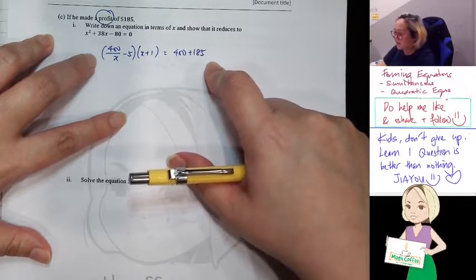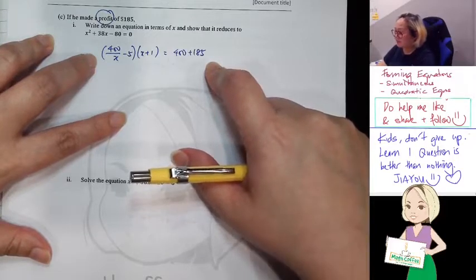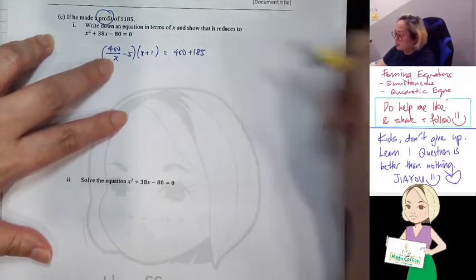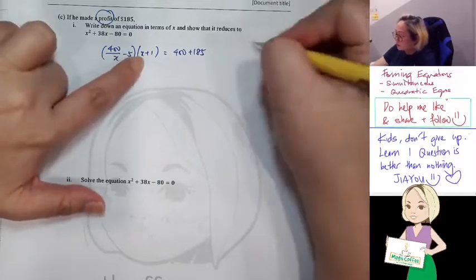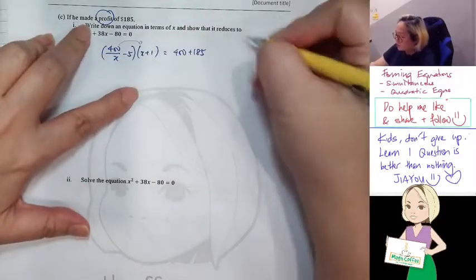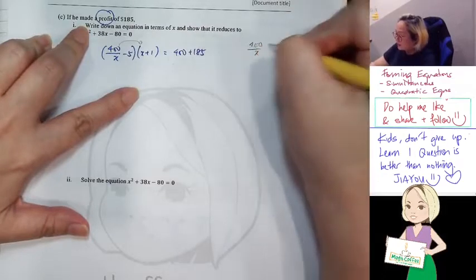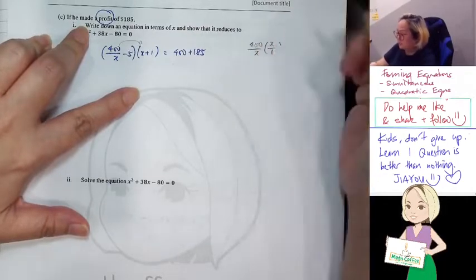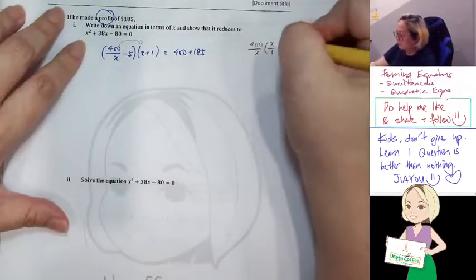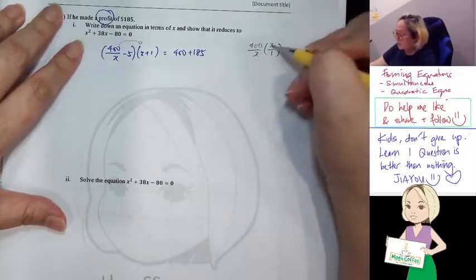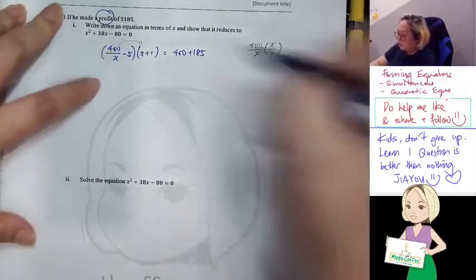It's okay. At least now you understand. Okay? So now, 400 over x times x. How am I going to do? Because I'm doing rainbow, right? So 400 over x times x is actually like that. So actually you just cancel the x. So that means the first rainbow is actually 400.